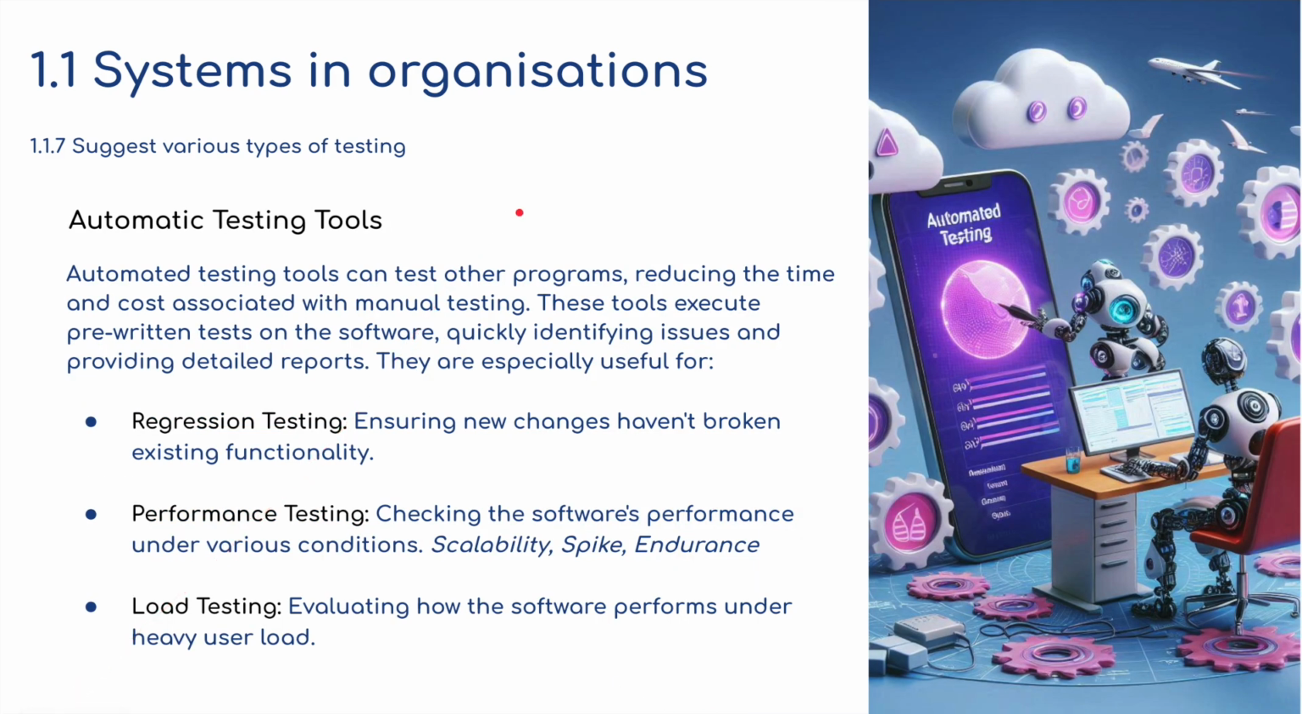Automated testing tools can test other programs, reducing the time and cost associated with manual testing. These tools execute pre-written tests on the software, quickly identifying issues and providing detailed reports. They are especially useful for regression testing, which is basically ensuring new changes haven't broken any existing functionality. Performance testing, checking the software's performance under various conditions, i.e. scalability, spike, testing peak performance, and endurance. And load testing, evaluating how the software performs under heavy user load. Okay, basically testing it to breaking point.